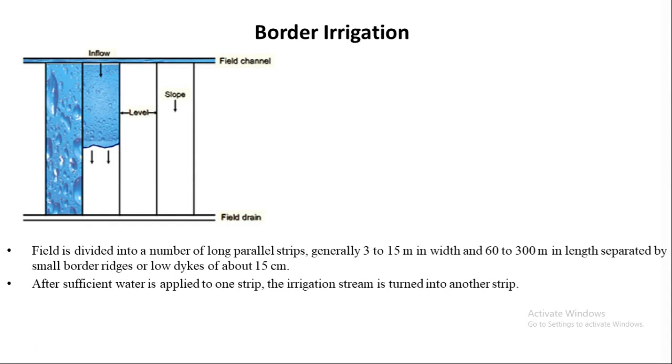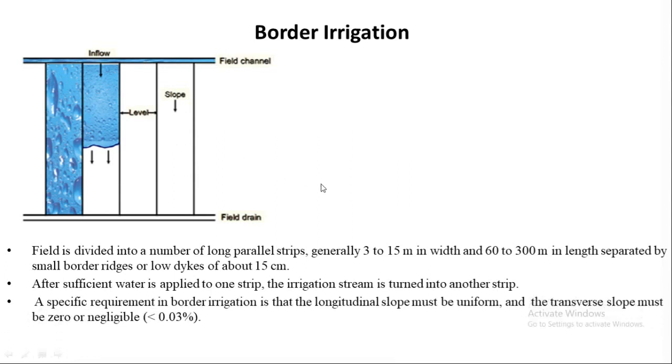After sufficient water is applied to one strip, the irrigation stream is turned into another strip. If the discharge is high enough in the field channel, the strips can be irrigated simultaneously. Otherwise, they have to be irrigated one by one. A specific requirement is that the longitudinal slope, that is, the slope along the length of the border, should be uniform and the transverse slope should be zero or negligible.